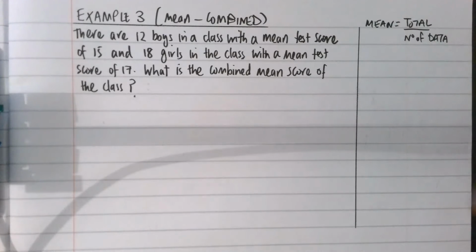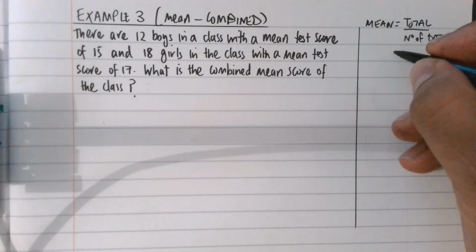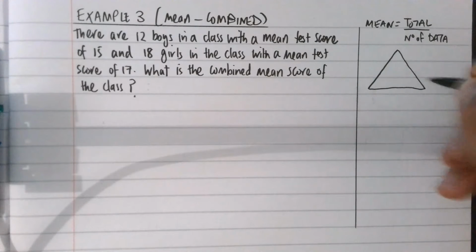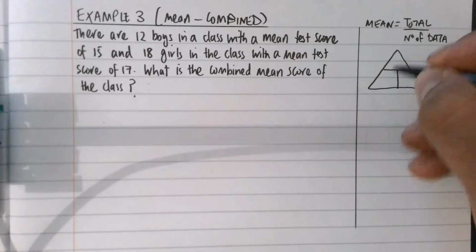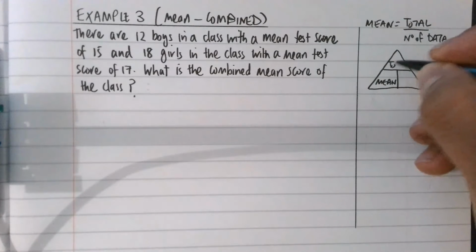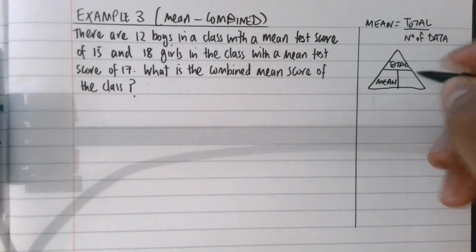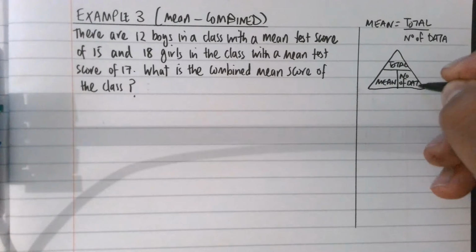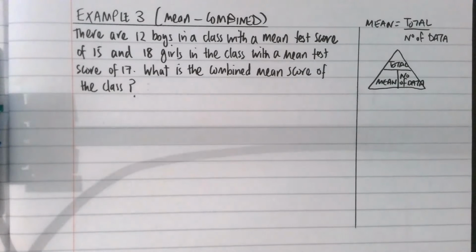Now that's the standard version of writing that formula for mean, but I'm going to write this using the triangle because that's what I prefer. It makes it easier because we're going to have to rearrange that formula. So it's mean equals total over number of data. Okay. Now we're going to use this to do the rearranging, so we'll come back to that.